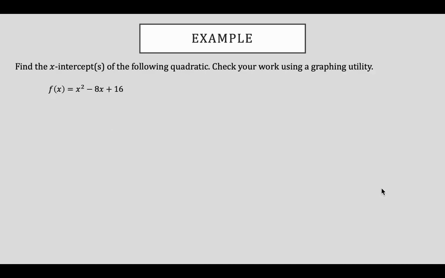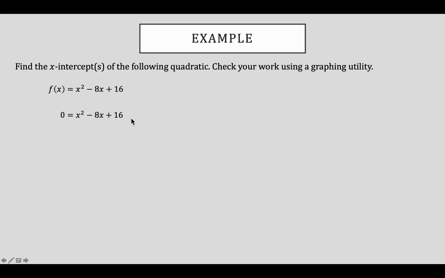All right. Find the x-intercepts of the following quadratic. Check your work using a graphing utility. So we've talked about finding x-intercepts before. Another word for x-intercepts is the zeros. And to find the zeros, we set y equal to 0. Set the equation equal to 0: 0 is equal to x squared minus 8x plus 16.